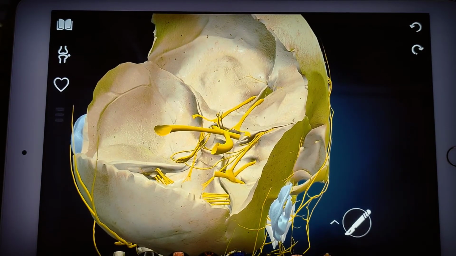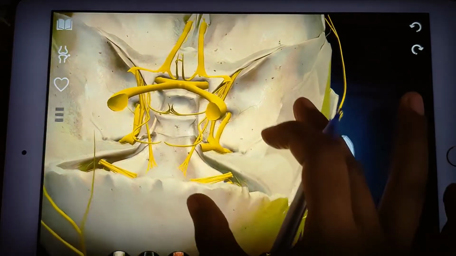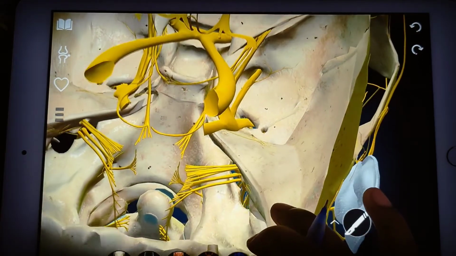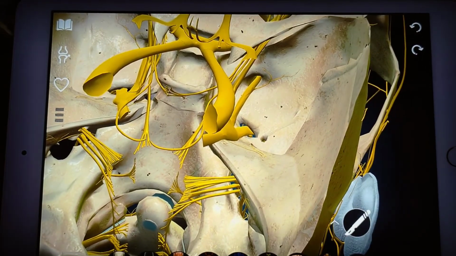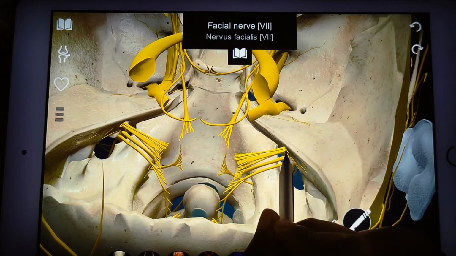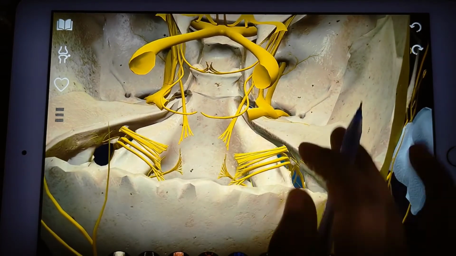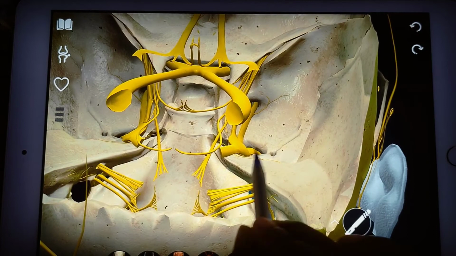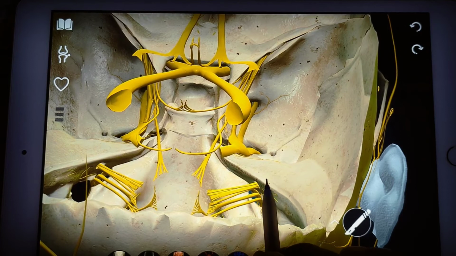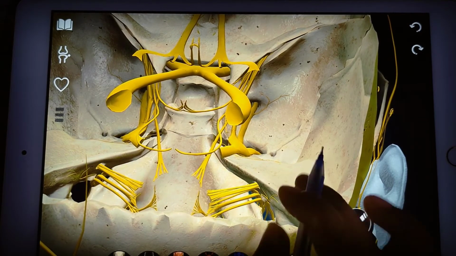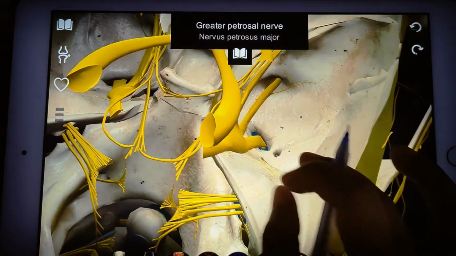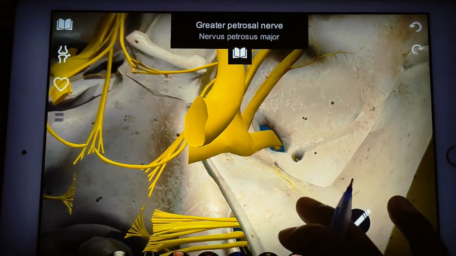Okay. Now where is the greater petrosal nerve? I'm going to show you the greater petrosal nerve. It is nothing but the first division of the facial nerve. Where is the facial nerve? Here it is. This goes through the internal acoustic meatus to the inner ear and gives off some branches. This is your first branch of the facial nerve. This is your greater petrosal nerve.